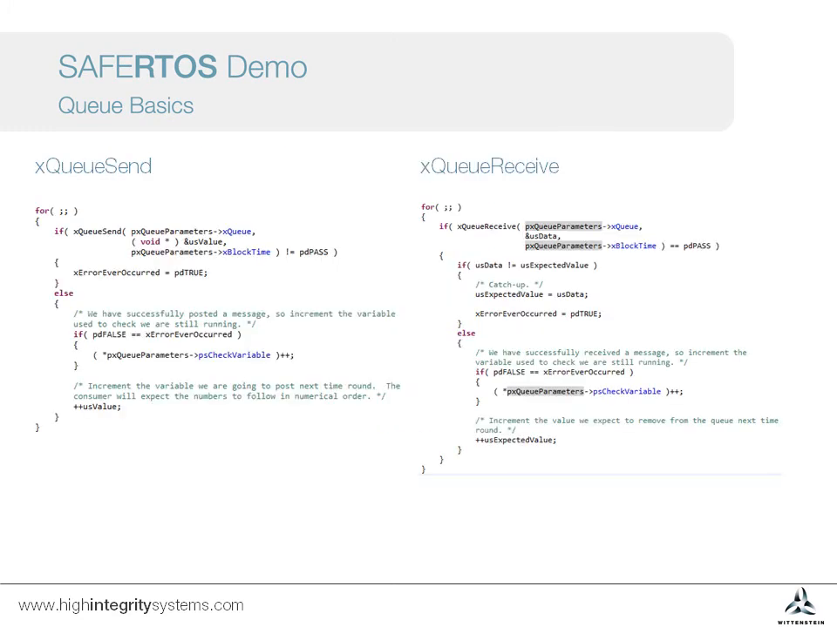Having created a queue, this slide shows the API calls to send and receive data from it. As mentioned previously, data is copied onto and off the queue, which allows the variables to be reused as soon as the queue call has completed, without worrying about data loss. The blocking time is a count in RTOS ticks. If the queue is unable to send or receive data immediately, the task will block for up to this period of time. If at the end of the period the queue still hasn't received or sent the data, then the call will return with an error and the task will resume.